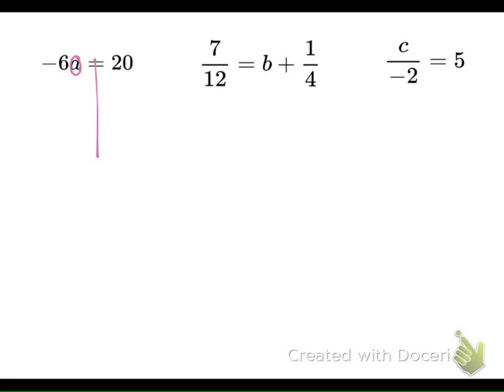Okay. And then how do I get the a by itself? You're going to add 6. Why am I not going to add it? Oh, you got to divide it. Yeah, that 6 is touching the a, which means multiply. So we do the opposite and we divide by negative 6.